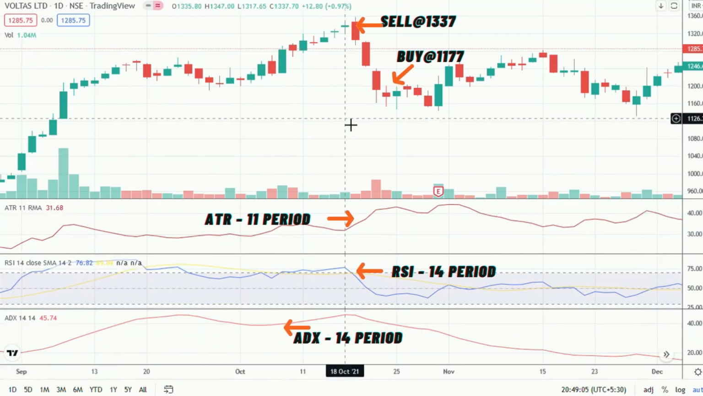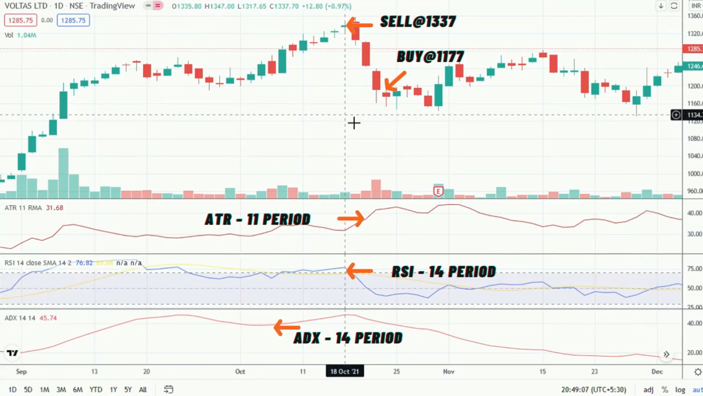So let's quickly go to the 18th of October, and condition 1 says that ADX has to be greater than 45. So on 18th of October, if you take a look at the bottom left, ADX closed at 45.74. So 5 minutes prior to market closing, it should have been around 45.7. So that's clearly greater than 45. So condition 1 is met.